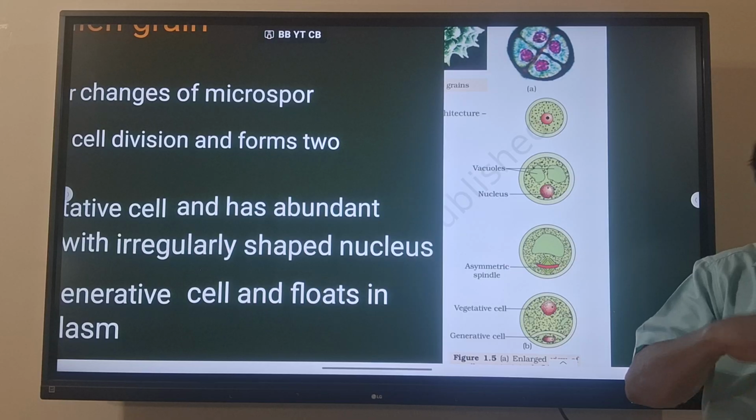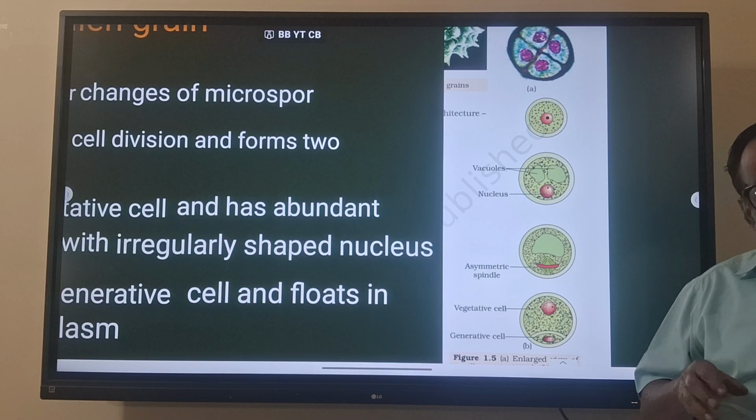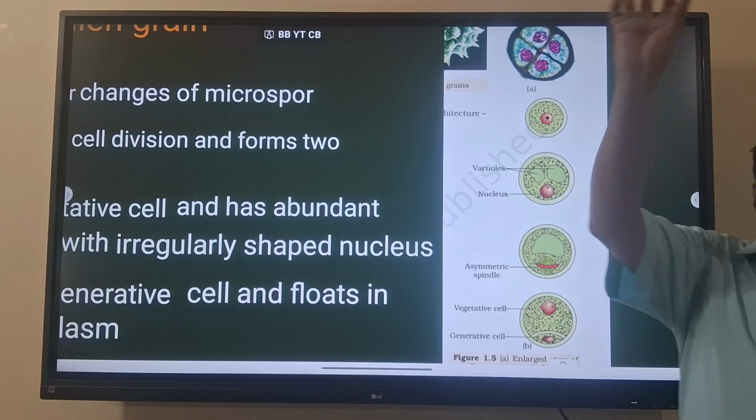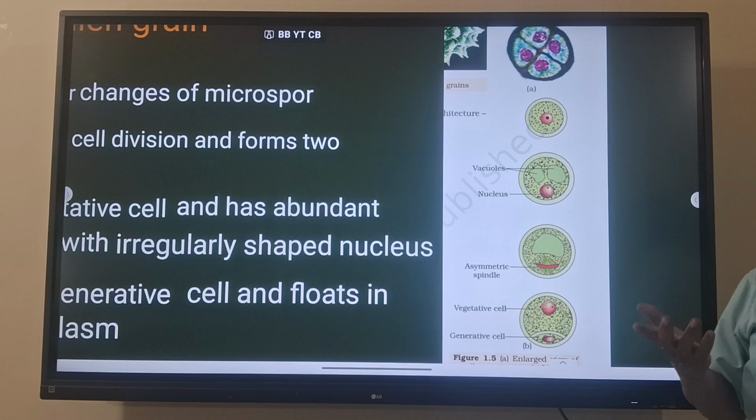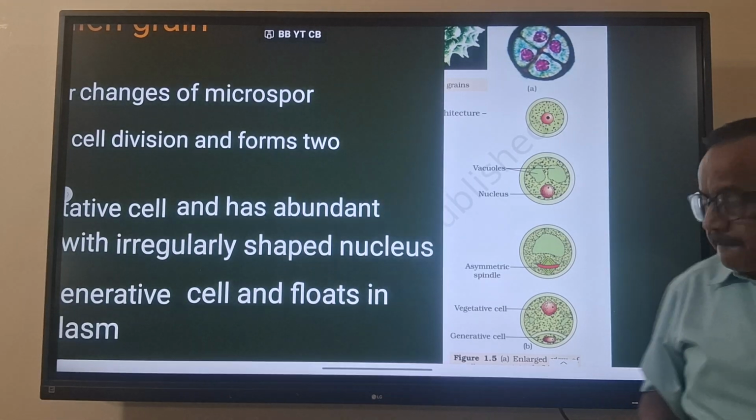After mitotic division, two cells are formed, but one of the cells will be very small and it is present inside the other cell, that is the pollen grain. This is also a NEET bit. Remember it. So like that you have to prepare.